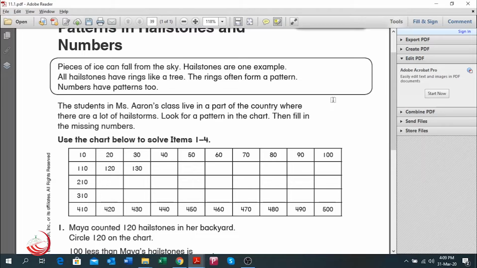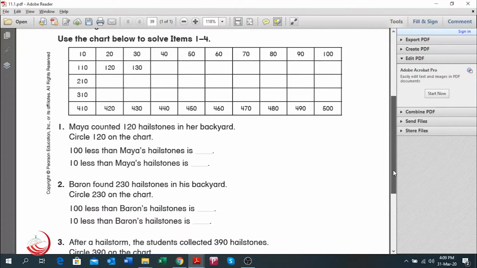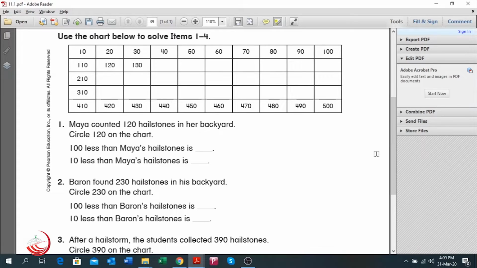Numbers have patterns too. The students in Miss Adams' class live in a part of the country where there are a lot of hailstorms. Look for a pattern in the chart, then fill in the missing number. Just fill the patterns and let's do number one. Number one, Maya counted 120 hailstones in her backyard. Circle 120 on the chart. So 120, we're going to make a circle on it.